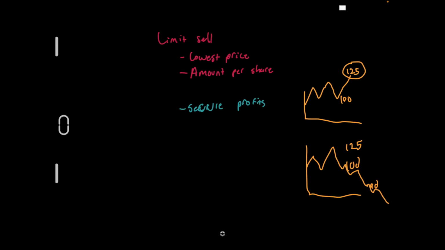this type of order. So when you think that a stock will drop, it's always best to use a market sell, but if you think that it's going to rise and then drop, then it's normally better to use a limit sell.